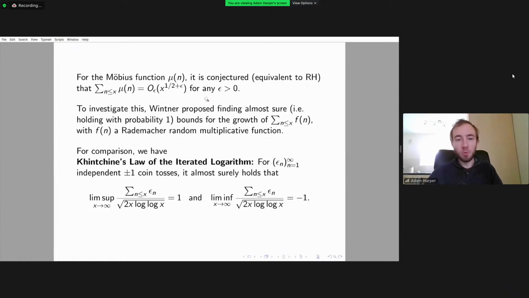And what Wintner wanted to do was to look at his random model, so take his Rademacher random multiplicative functions and sum them up, and think about how this behaves, and see if that will give me any insight into what might be happening for mu.